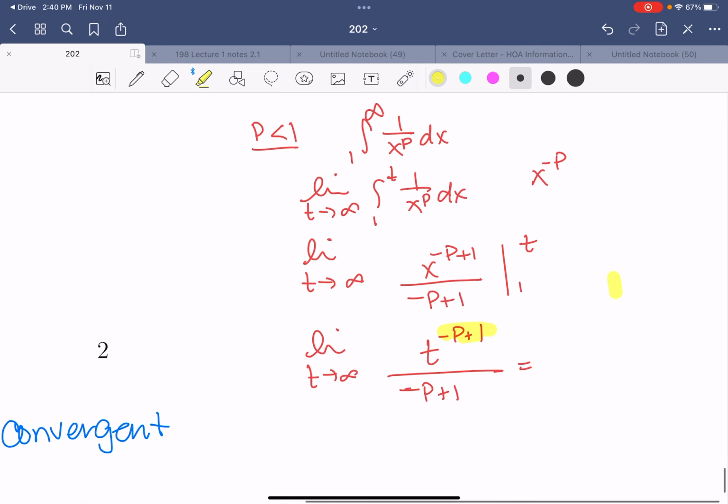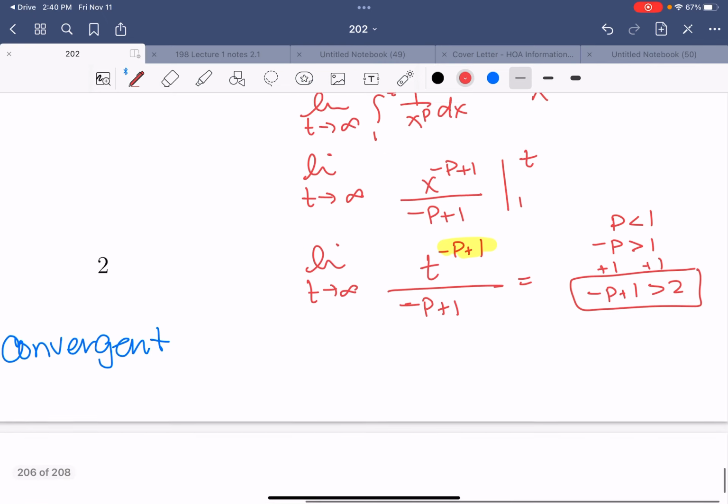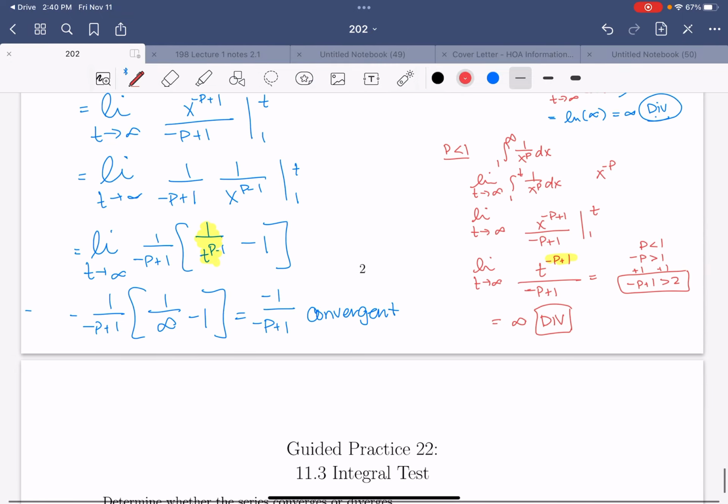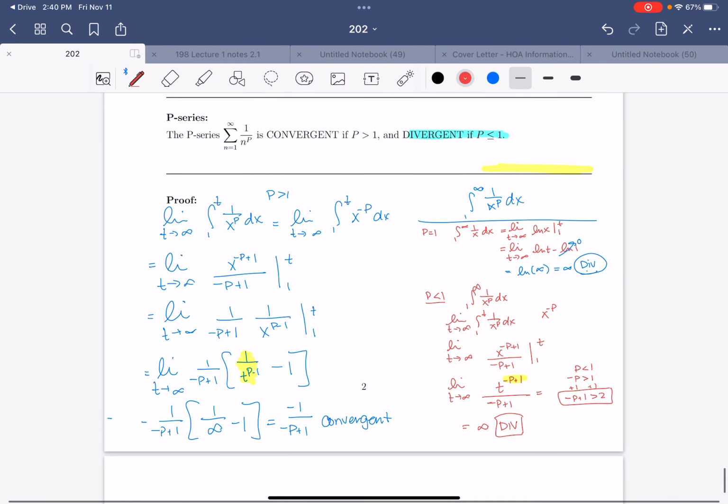let's see, if p is less than 1, then negative p is greater than 1. And you're adding 1 to both sides, so negative p plus 1 is greater than 2. Okay, so if you have something greater than 1, now you've got an exponent here that's bigger than 2. So when you take t squared or larger and let t go to infinity, this becomes infinity and it's divergent. Okay, and so that's why the only time that this converges is when your p is greater than 1. Okay, so we want negative exponents are good, positive exponents are bad when it comes to convergence.